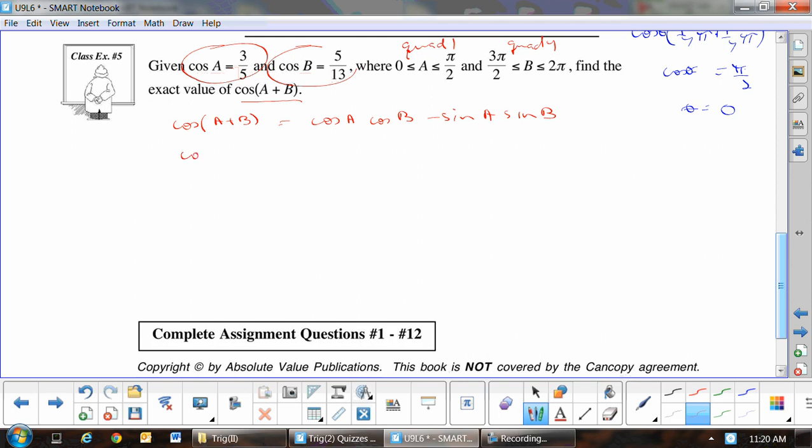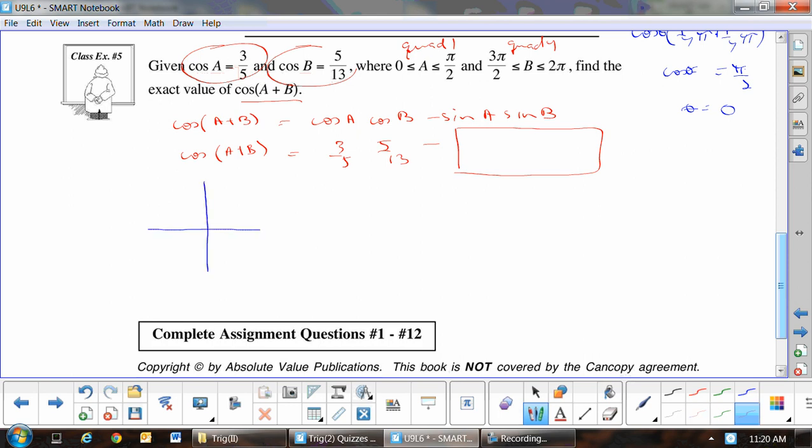So cos A plus B equals, cos A is 3/5, cos B is 5/13 minus, this is what I do not know. Now, do I know what A is? No. But I know what cos A equals. So I can substitute it right in there. The challenge now is to go find what is sine A and sine B.